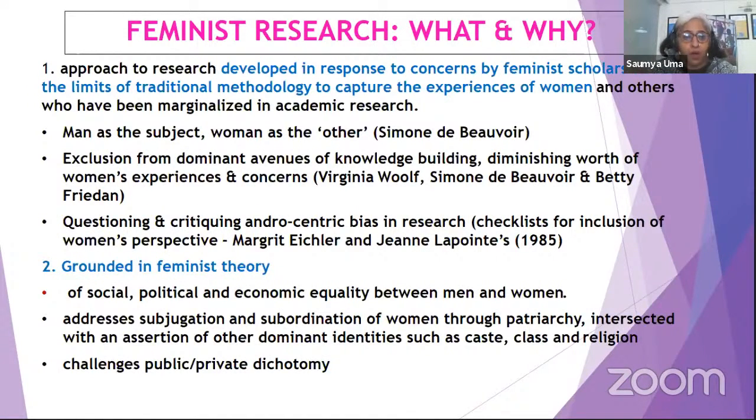In terms of what a feminist approach is, it is grounded in feminist theory. Many of us would be aware of feminist theory about patriarchy, about the subordination and subjugation of women through patriarchy, about challenging the public-private dichotomy, also about social, political, economic equality between men and women. So the feminist principles basically guide us towards feminist research.